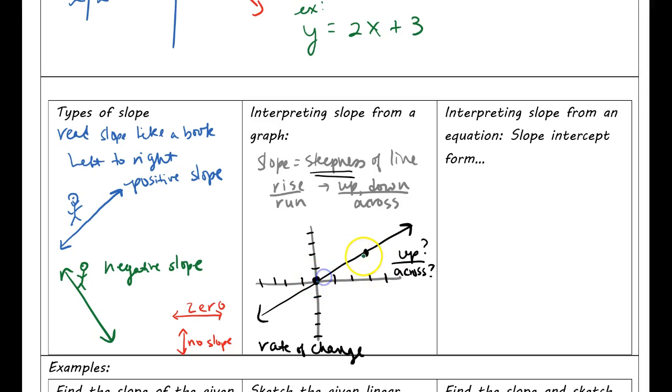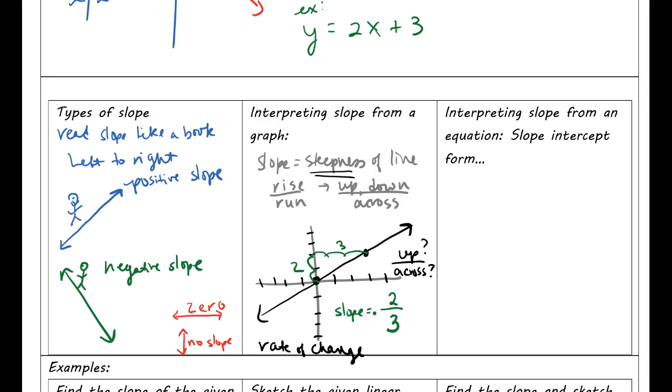So to get from here to here, I would have to walk up 2 units. And once I went 2 units up, then I would go over 1, 2, 3 units. So I'd walk up 2 and over 3, and that is how you measure slope. Up 2, over 3. And so the slope would be 2/3.